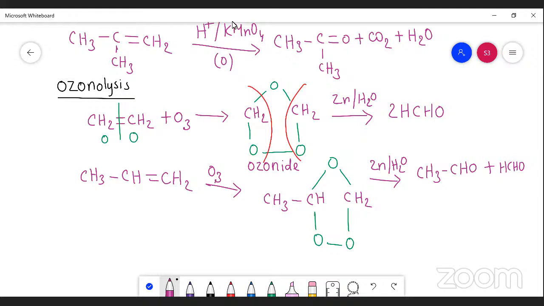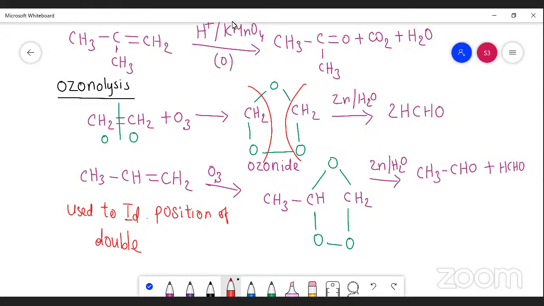This process, ozonolysis, is used to identify the position of a double bond. How is the position of the double bond identified? If formaldehyde is one of the products, then the position of the double bond should be at the end.